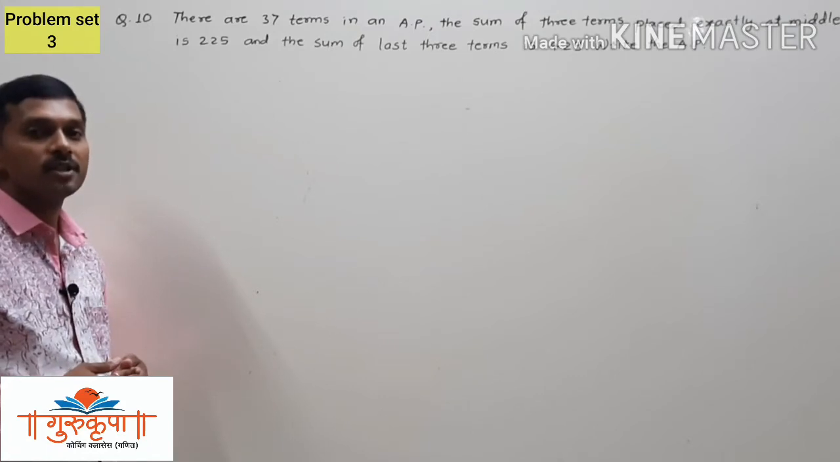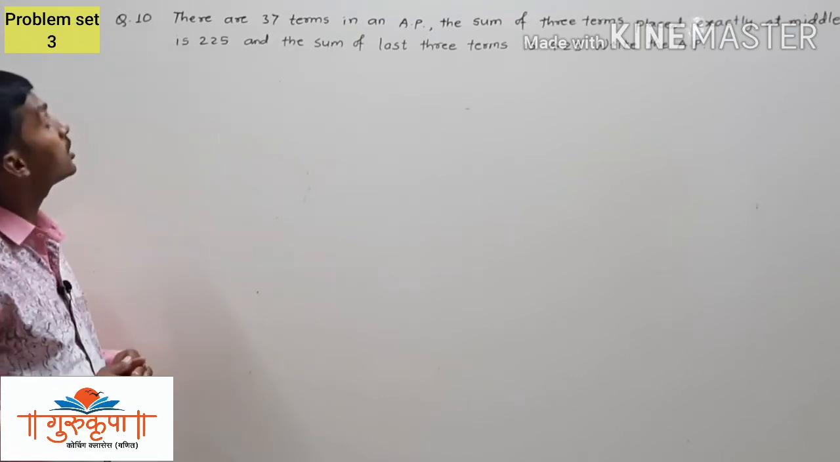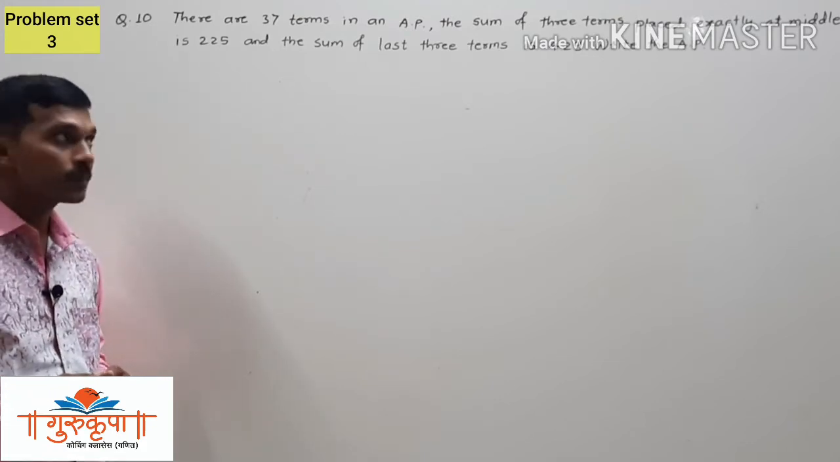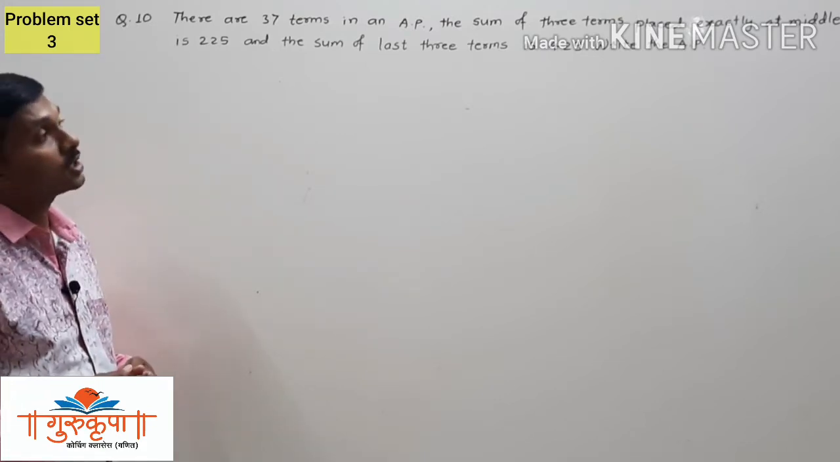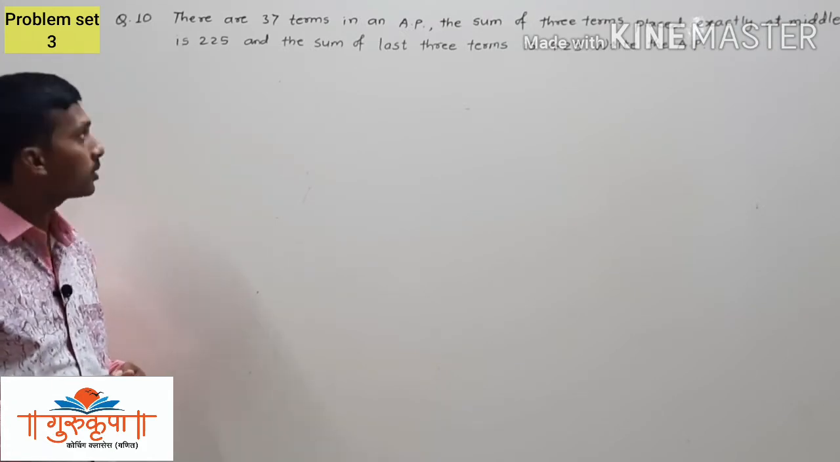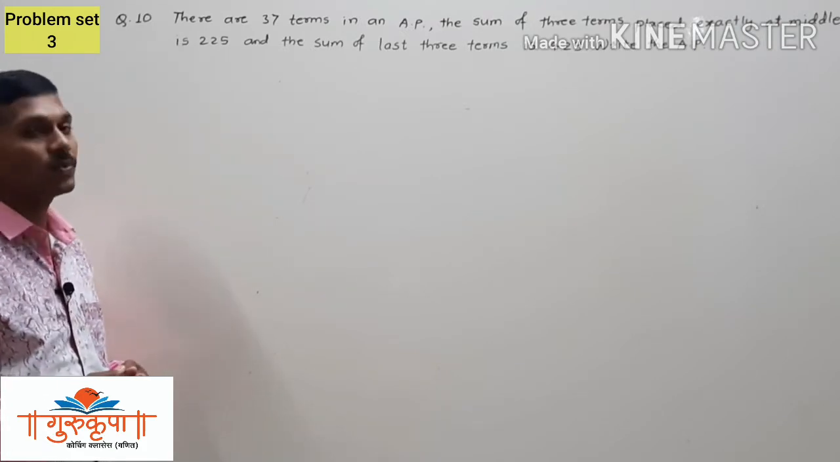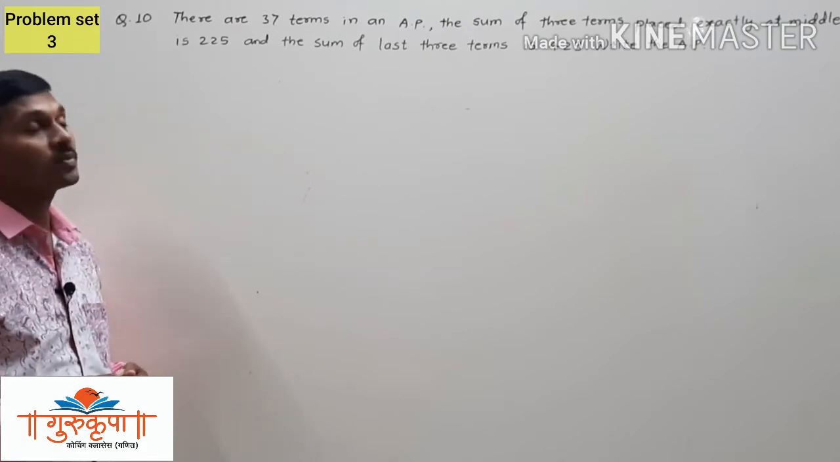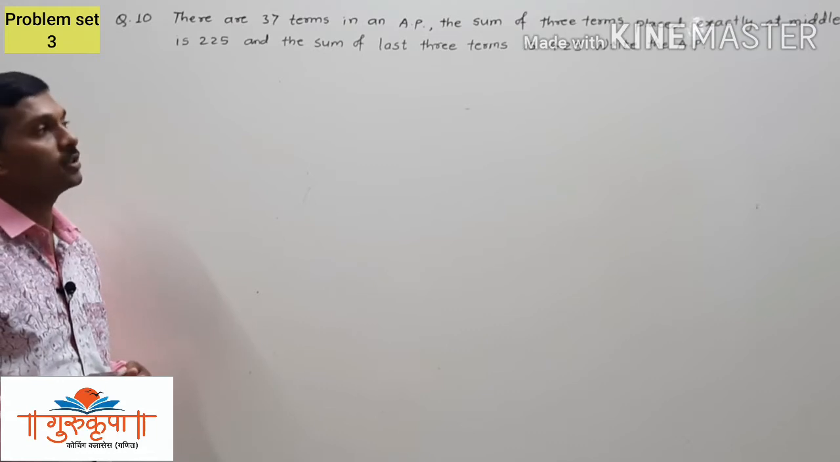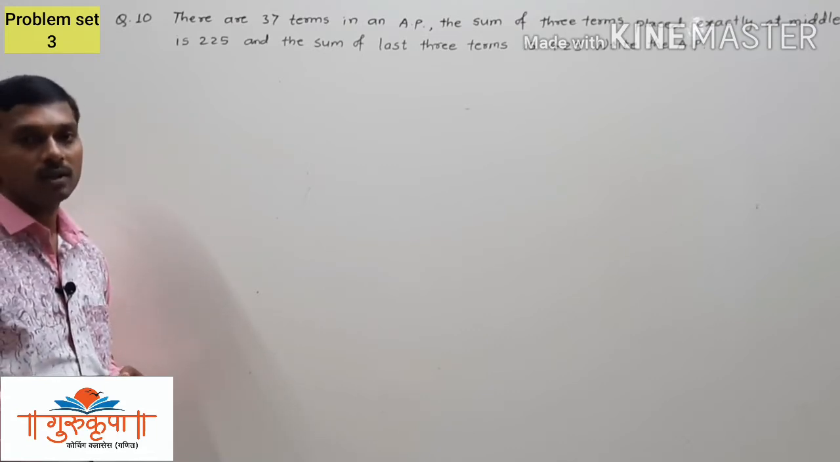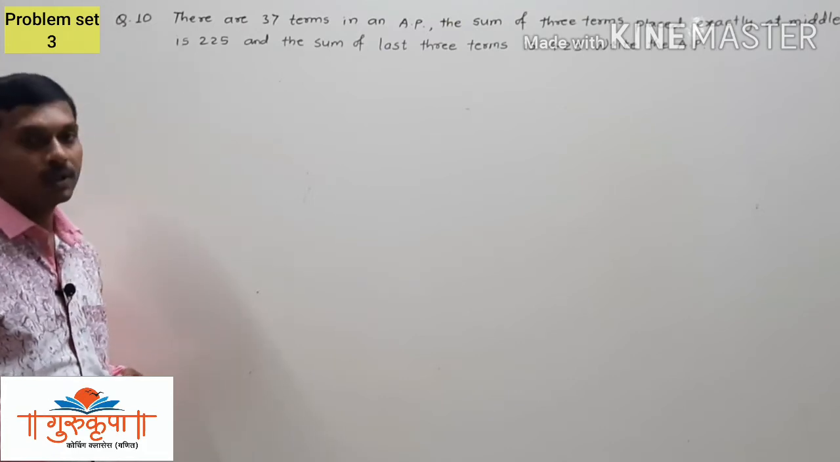The problem set third. The question is, there are 37 terms in an AP. The sum of the three terms placed exactly at middle is 225 and the sum of the last three terms is 429. Write the AP.